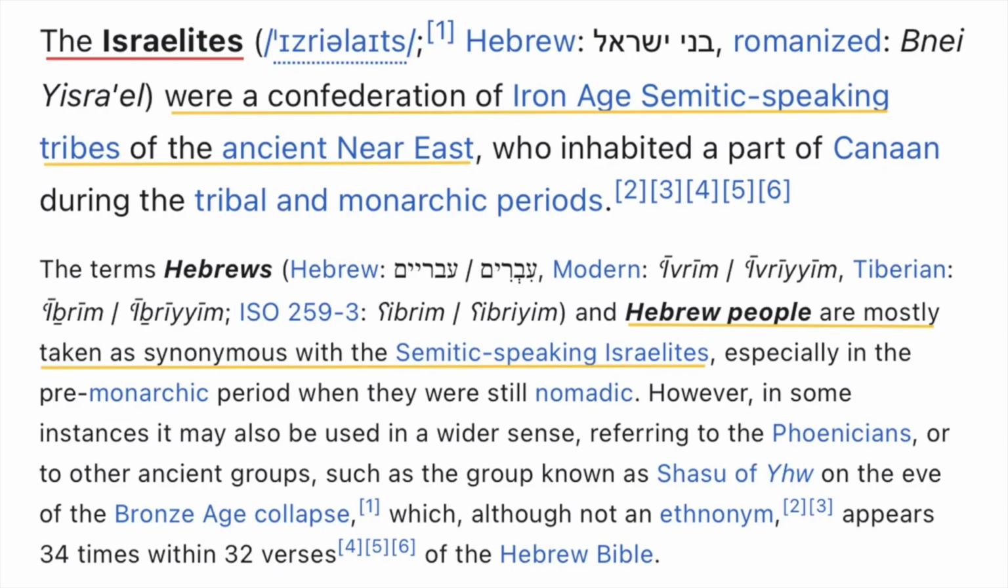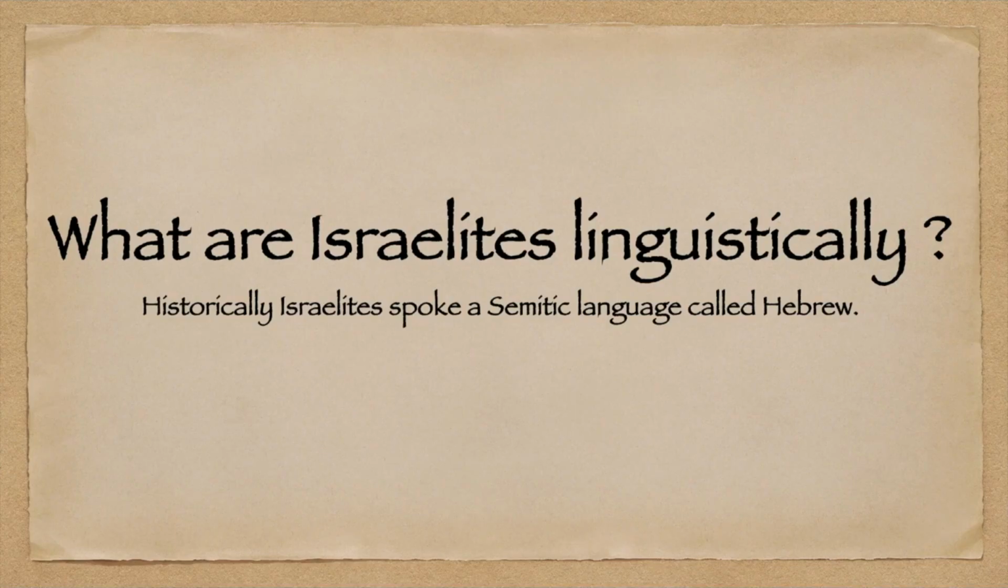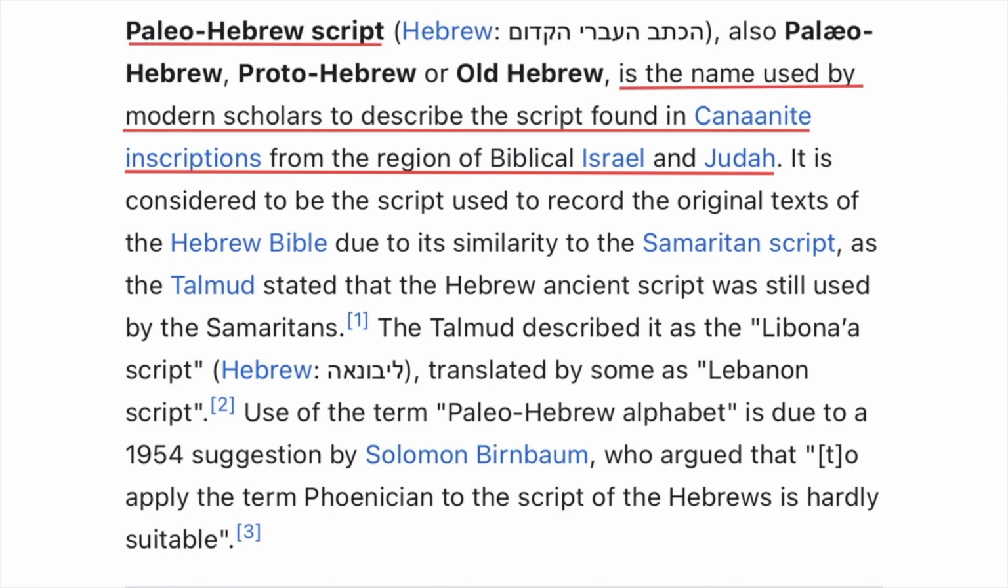According to outside sources, or according to the academic understanding of the Israelites, they are also Semitic. The Israelites were a confederation of Iron Age Semitic-speaking tribes of the ancient Near East. The Hebrew people are mostly taken as synonymous with Semitic-speaking Israelites. So historically, the Israelites also spoke a Semitic language called Hebrew.